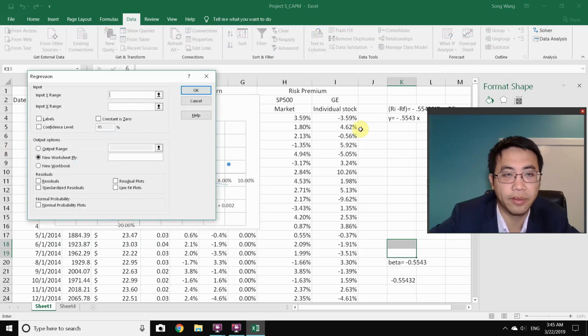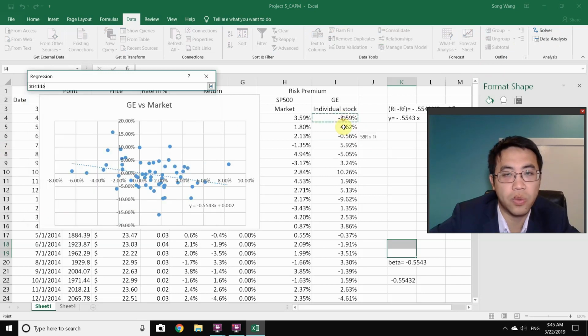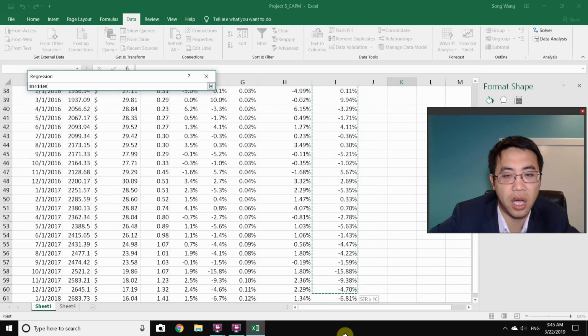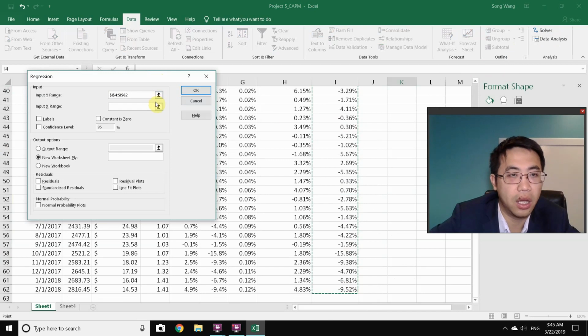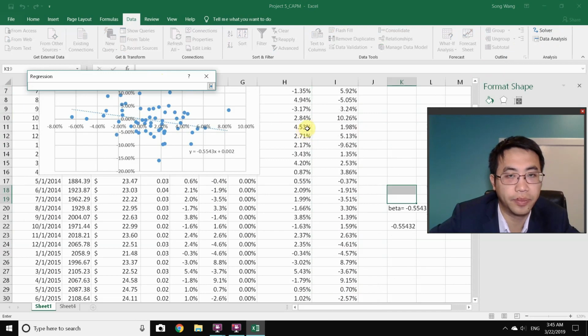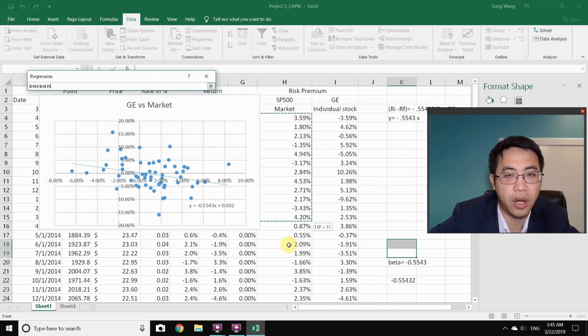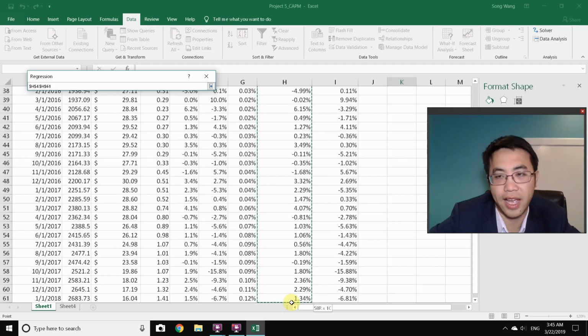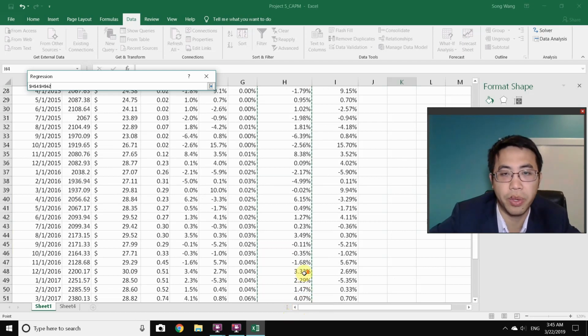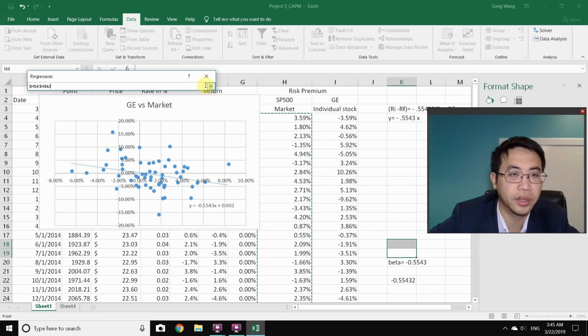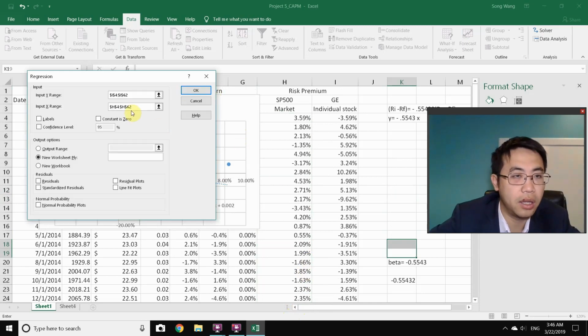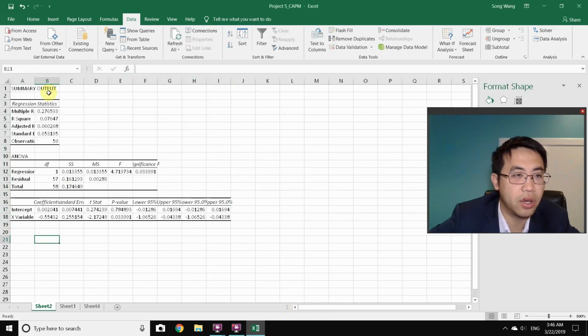Hit OK. Now it's time for you to input the y values, and of course the y values would be the stock's excess return, and the x values would be the market excess return. When I say excess, it is the return in excess of the risk-free rate, so it's the same as the risk premium or risk-adjusted return. Then after you select the y values and the x values, just hit OK.